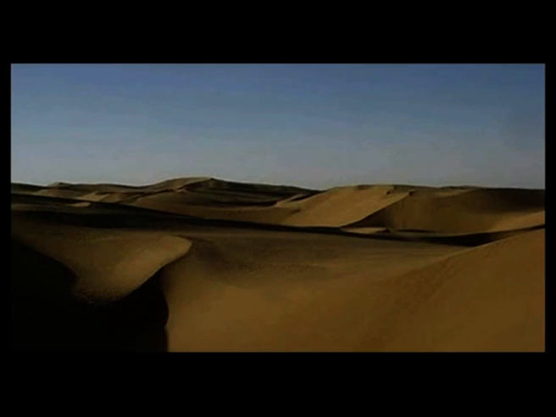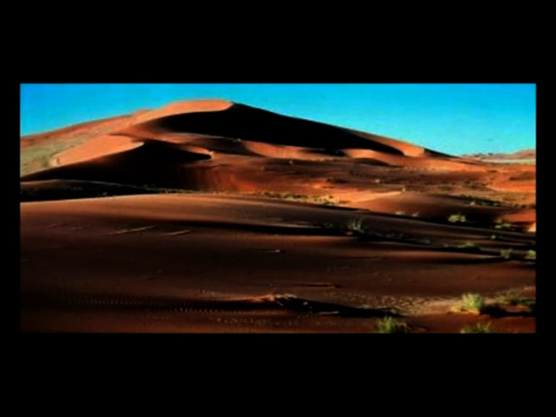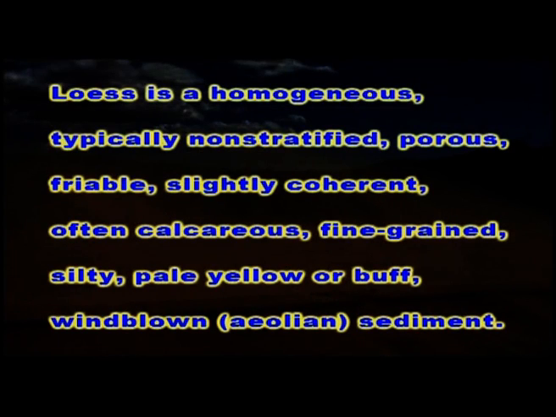The next important feature of Aeolian landform is the loess. Most of the dust carried by dust storms is in the form of silt size particles. The deposits of this wind blown silt are known as loess. Loess is a homogeneous, typically non-stratified, porous, friable, slightly coherent, often calcareous, fine grained, silty, pale yellow or buff colored wind blown sediment.